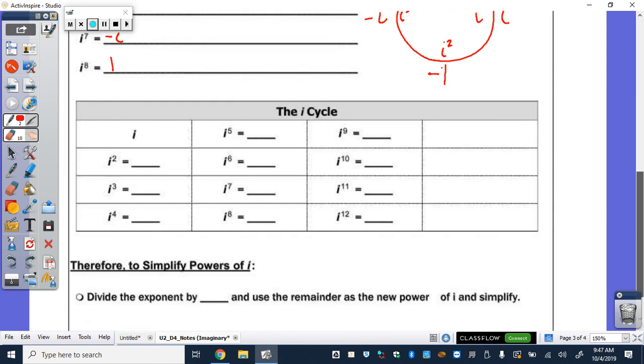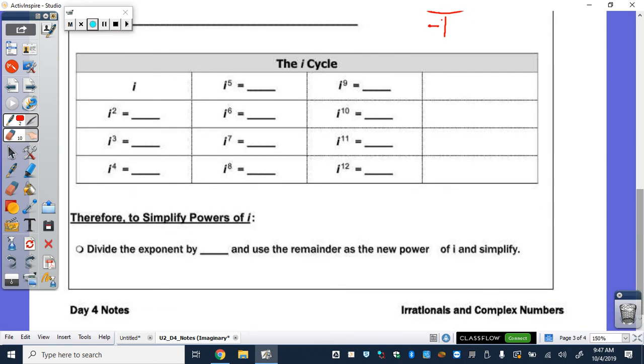So when we're simplifying the powers of i, you want to divide the exponent by 4 because it follows the pattern of 4. And what that number ends up telling you is how many times it goes around the circle and how much further it has left to go.